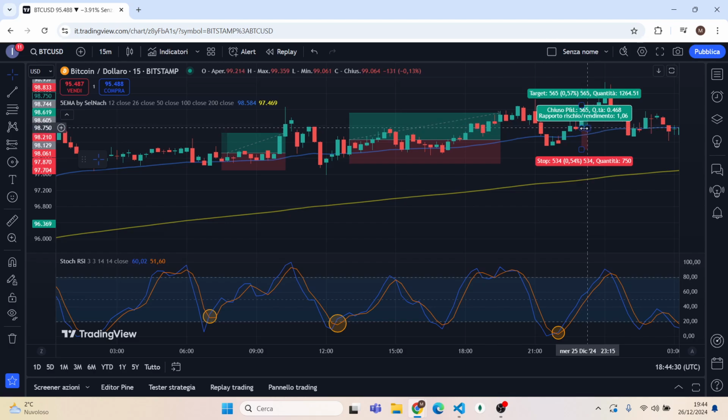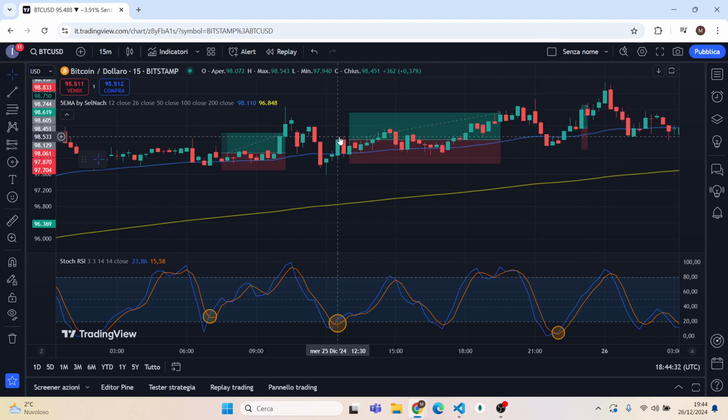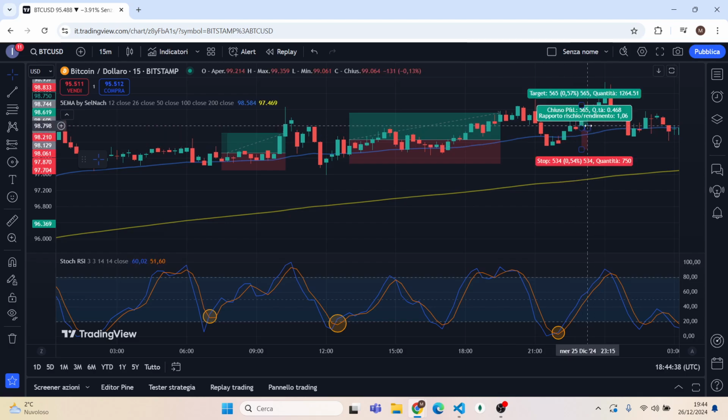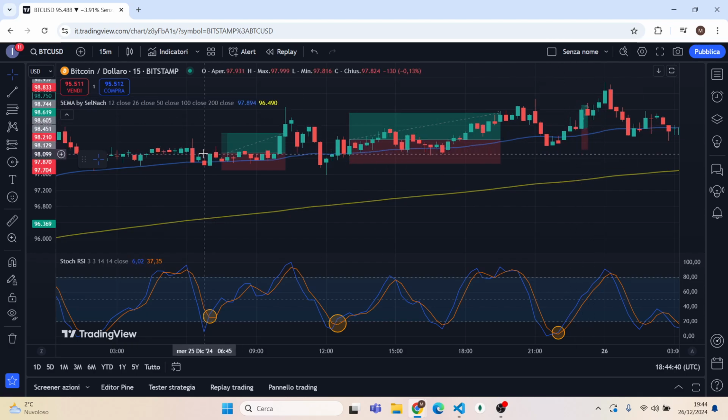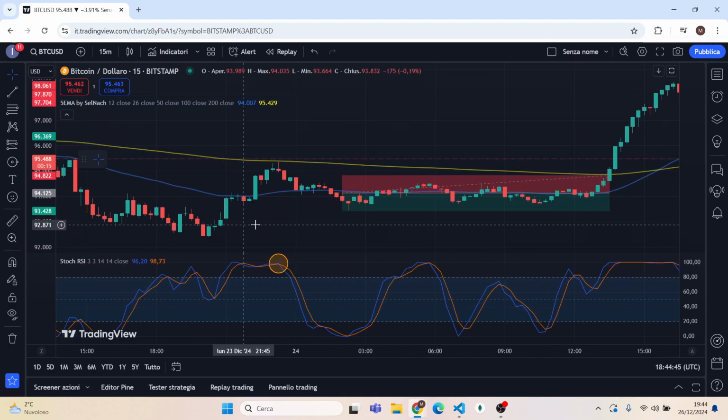I didn't mention that, but the open price is the close of the signal candle. So in this case it was this close, in this case this close, and in this case this close. Okay, let's see a short one.